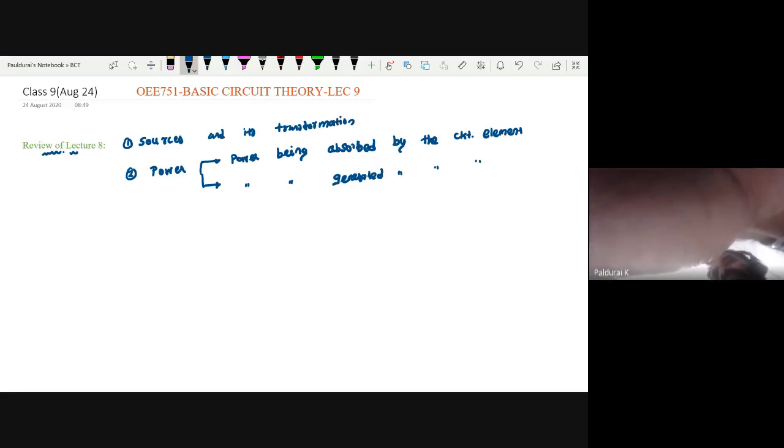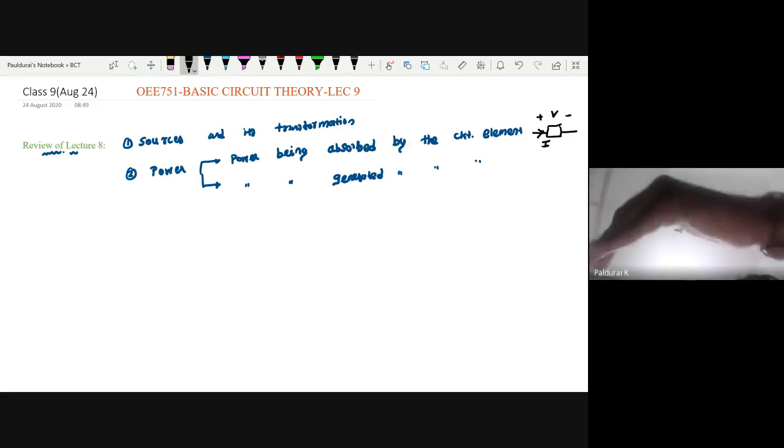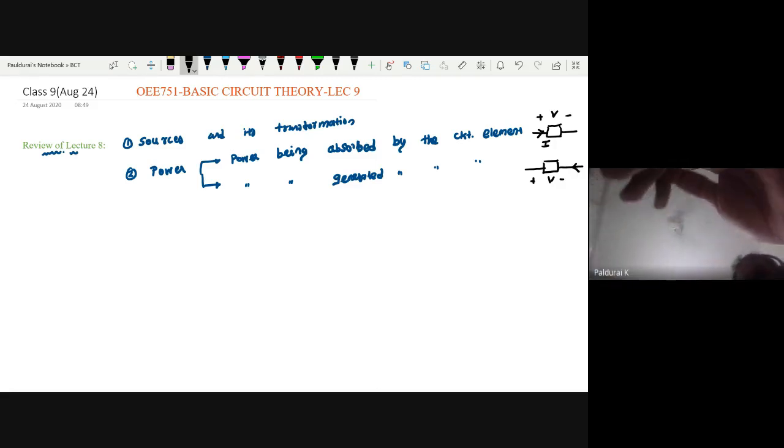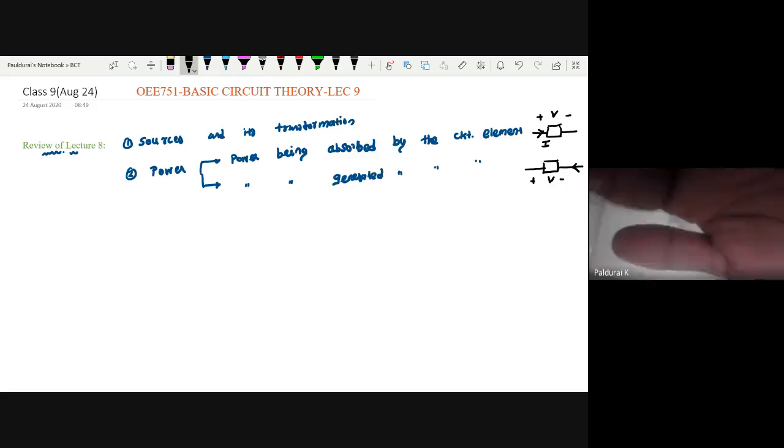So when will power be delivered or absorbed? Take any circuit element, assume this is my circuit element. It may have some voltage, take this as my plus and this as my minus. If the current is entering at the positive terminal, then power will be absorbed. The reverse case is for generated power. Here also take the same voltage, plus and minus, but the current is entering at the negative terminal, then power will be generated.